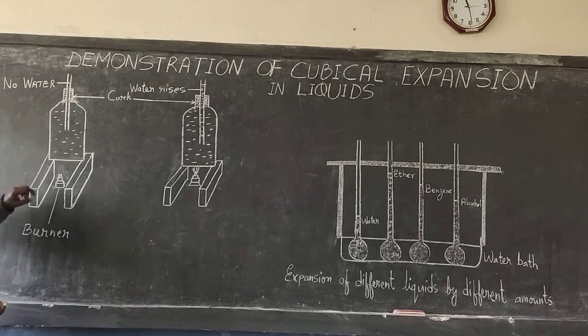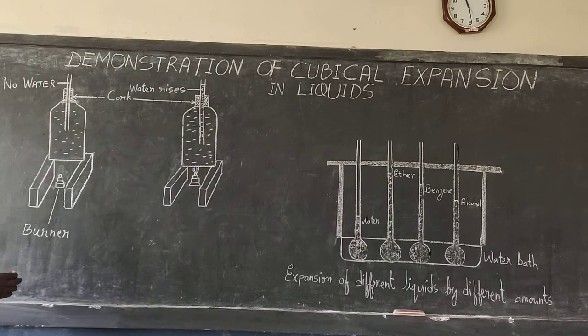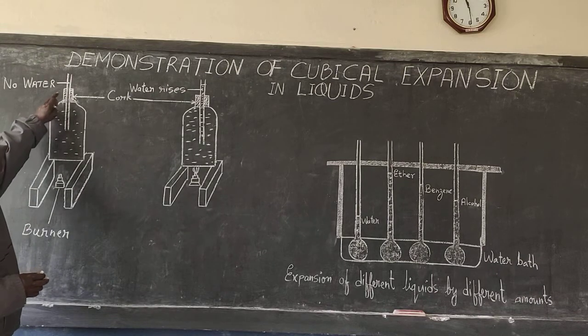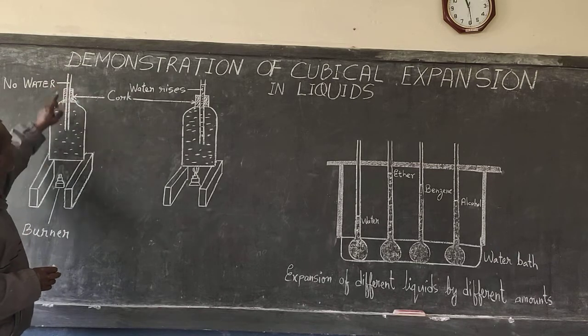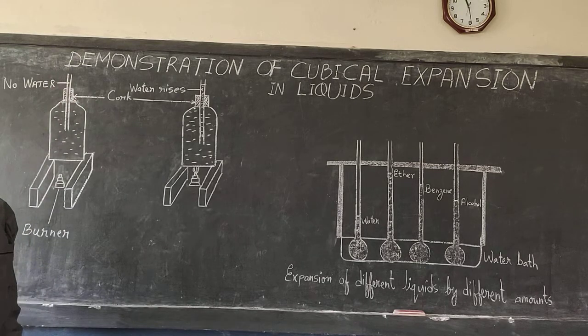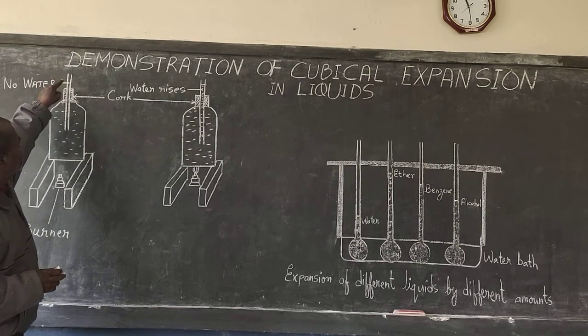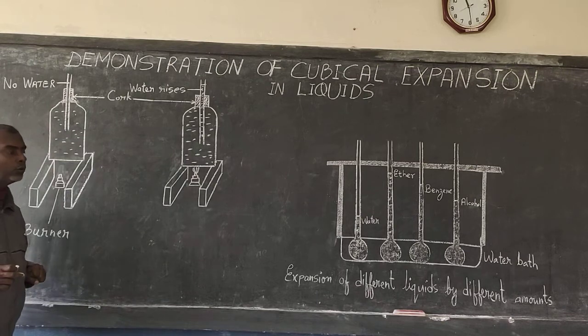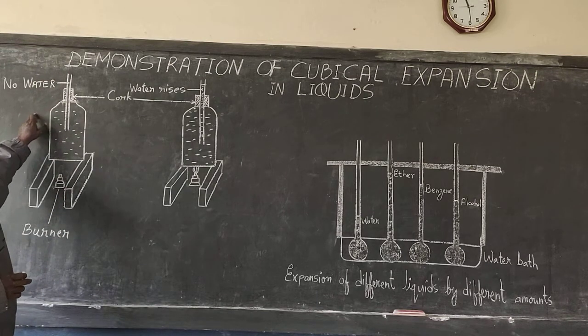So now you can see that this container is fixed on two supporters, or two blocks. It can be blocks of wood, on top of which is this container full of colored water. This colored water container is sealed with a cork in which a hole is drilled, through which a glass pipe is inserted, as you can see in the picture.